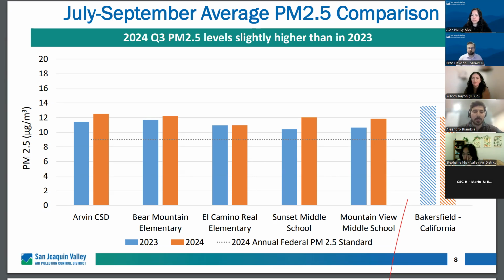Also, there's a horizontal dotted line that goes through the bars. That's the new 2024 annual federal standard of 9 micrograms per meter cubed. So the takeaway from this is that 2024 levels for this quarter are slightly higher than 2023, and this is just a visual aid to help understand. And we'll discuss further in the upcoming slides. Next slide, please.